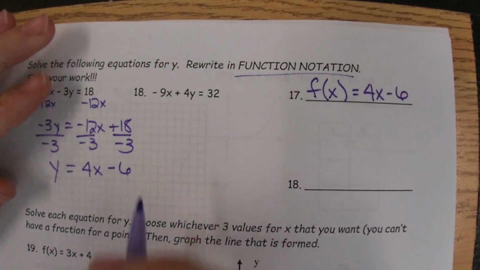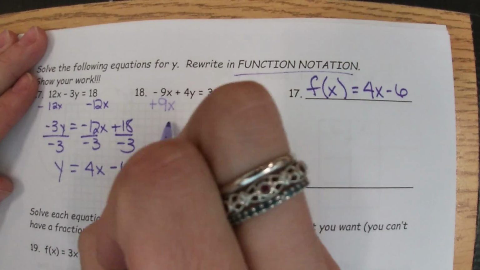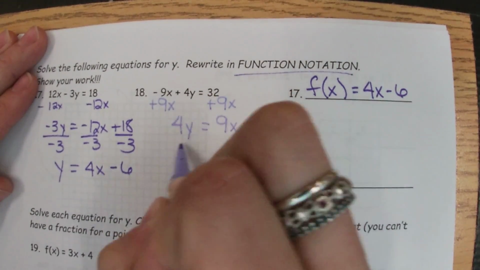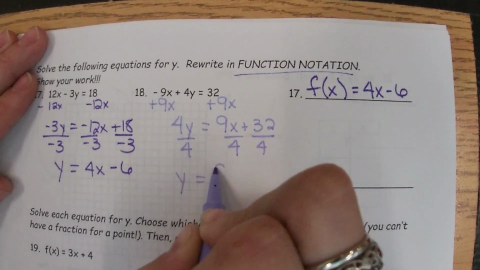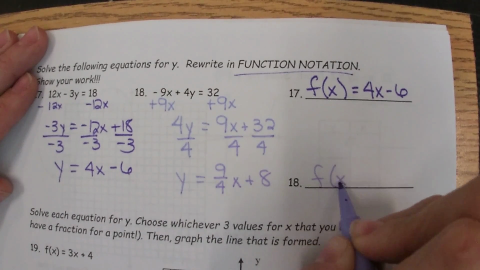Okay, number 18, our x and y are together, so we're going to move that 9x first. Divide. And then function notation.